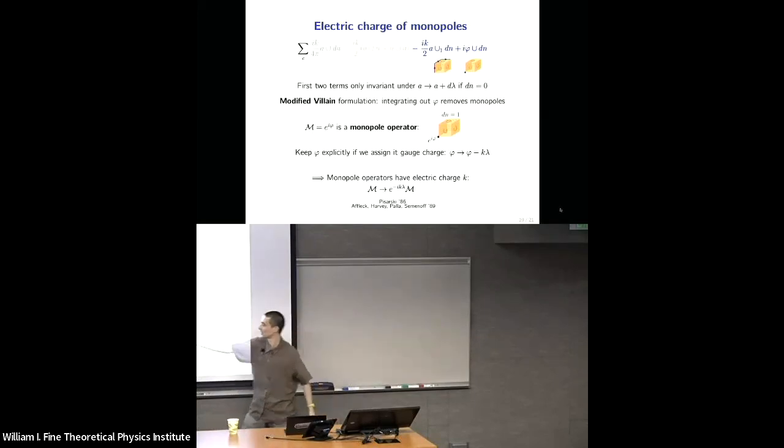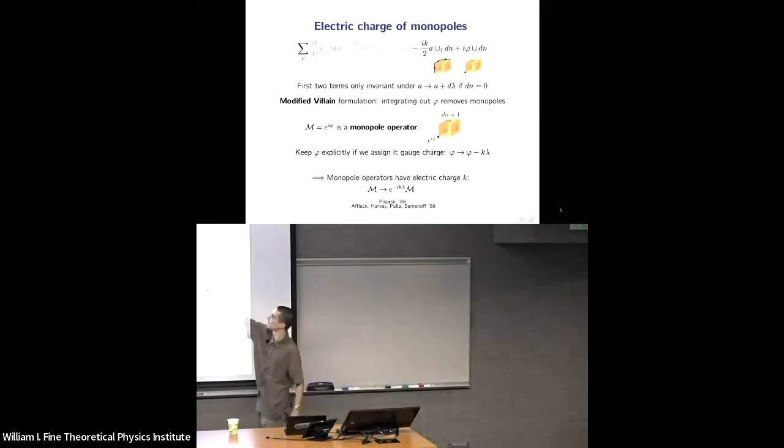So we just insert e to the i phi at some site. That's a monopole operator. It tells us that now we have magnetic flux going through this one cube and zero everywhere else. I just told you that these first two terms are invariant under ordinary gauge transformations after we set dn to 0 by integrating out phi. We can also keep phi around provided we assign it an appropriate shift under gauge transformations. And that implies that the monopole operator actually picks up an electric charge.